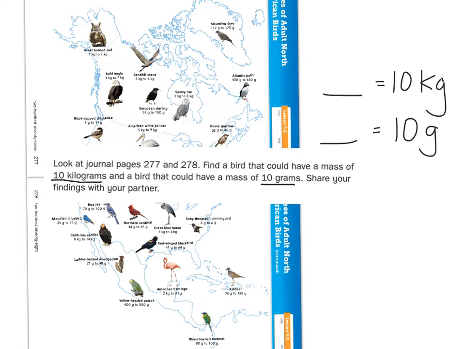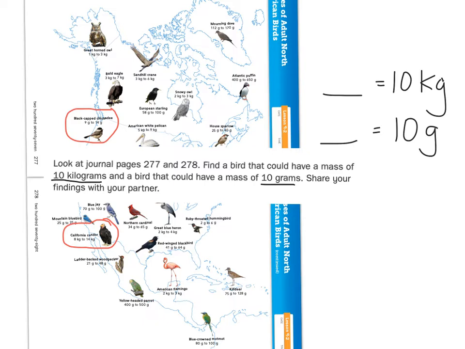All right, let's start with a 10 kilogram bird. The 10 kilogram bird that I found is the California condor, and they put the bird kind of in its location-ish. So right here, that one would be my 10 kilogram bird, and then my bird that would be 10 grams would be on page 277, the black-capped chickadee. And I want you to remember that in 1 kilogram there are 1,000 grams. So every time you have 1 kilogram, that's like 1,000 paper clips. So when we're talking about a 10 kilogram bird, that is a very heavy bird.